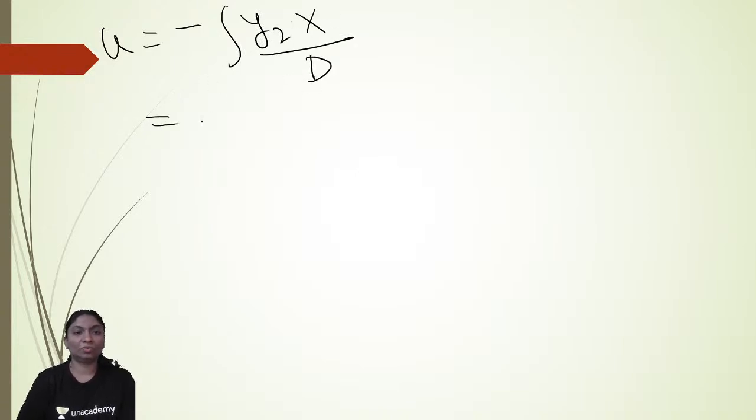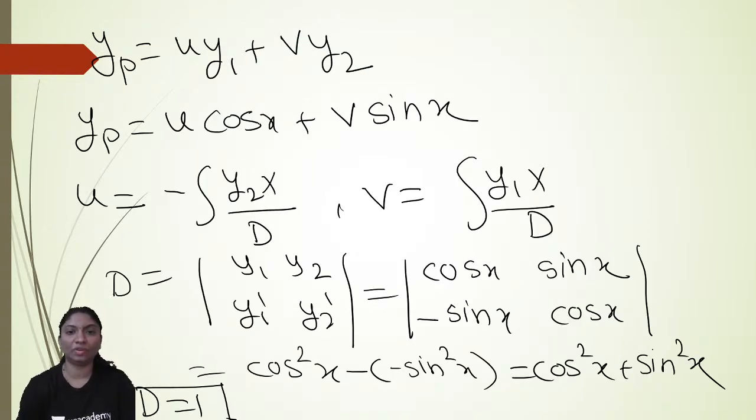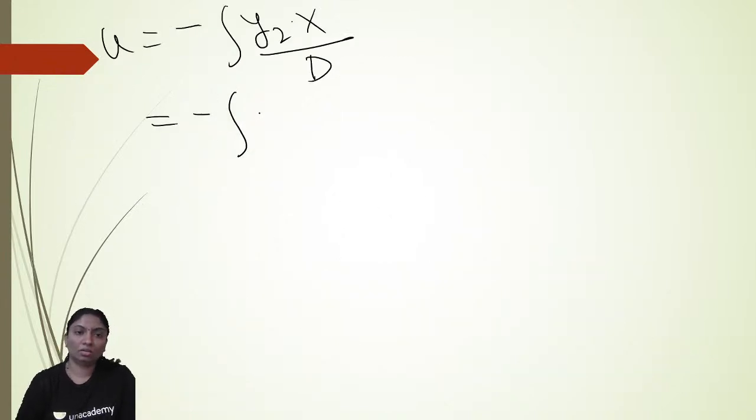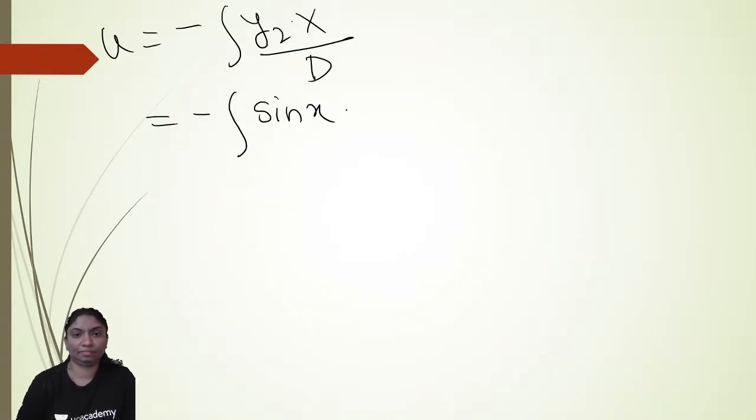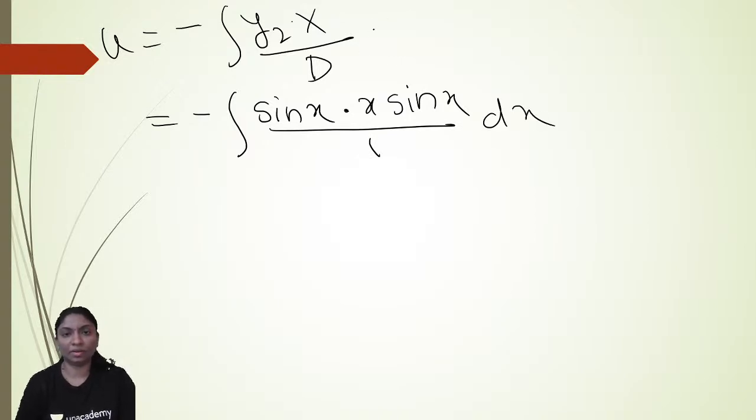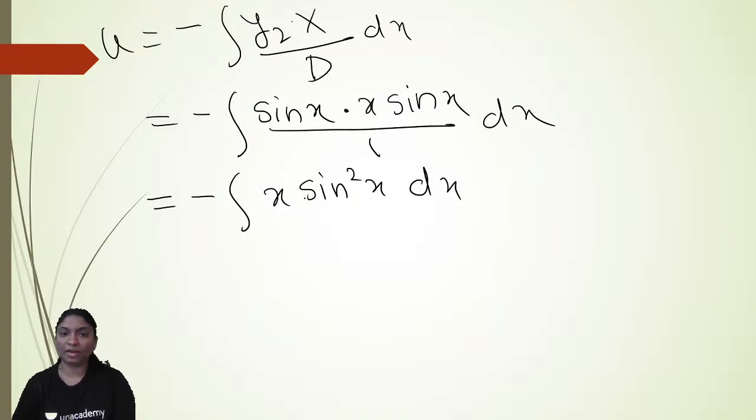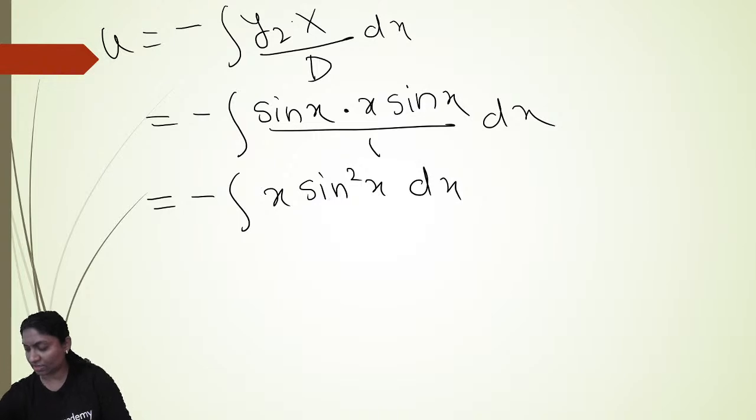Now we will calculate u here. u is equal to minus of integral of y2 into X upon D. Just put all the values: minus of integration of, here y2 is sin x, so sin x into X. What is our X? X is x into sin x. So sin x into x sin x upon D, D is 1, into dx. So you will get here sin x into x sin x upon 1 dx. So it is nothing but minus x into sin square x dx.